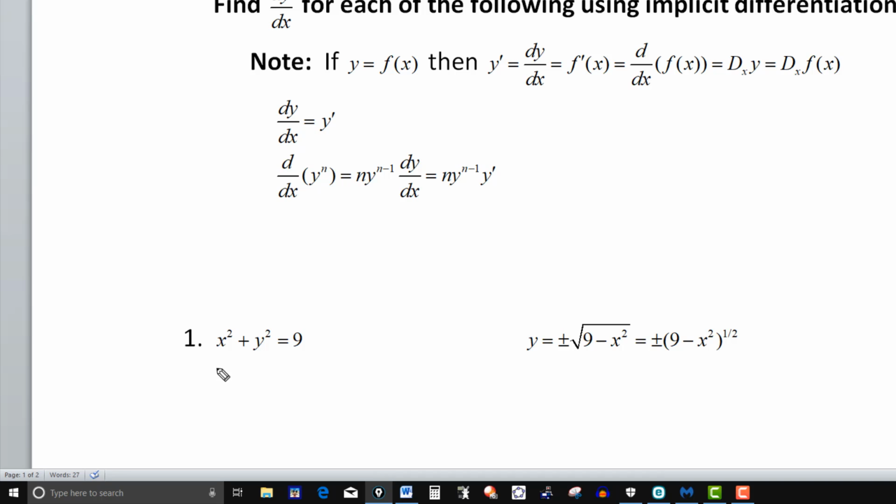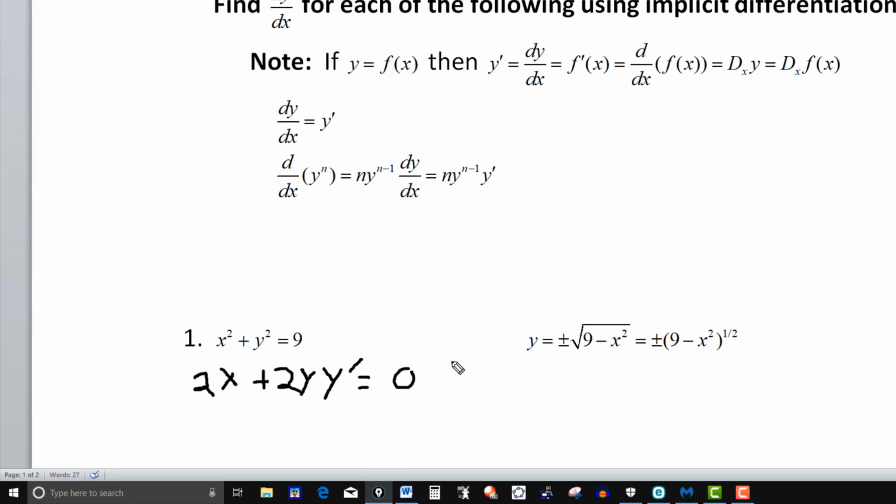So using implicit differentiation, I would just say, okay, the derivative of x squared, without solving it for y, would just be 2x. And the derivative of y squared, applying this formula right here, would be 2 times the 1 there, subtract 1 from the 2, we get 1 here, and then you multiply that by the derivative of y with respect to x. Again, I'm just going to use y prime here.